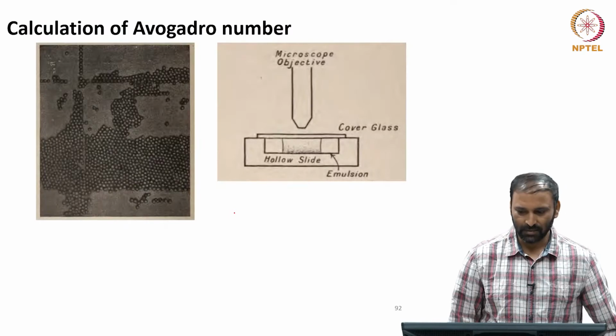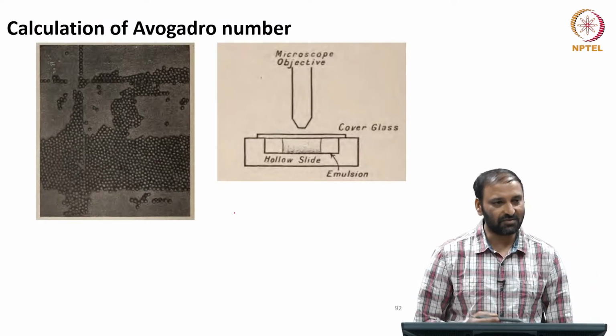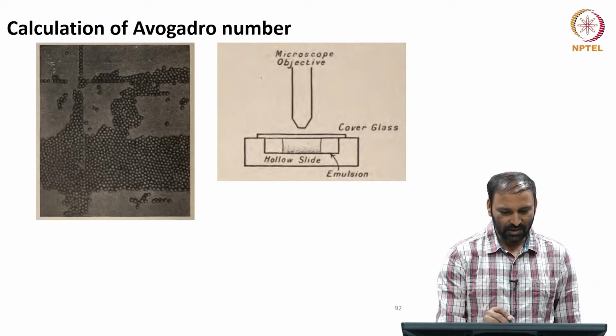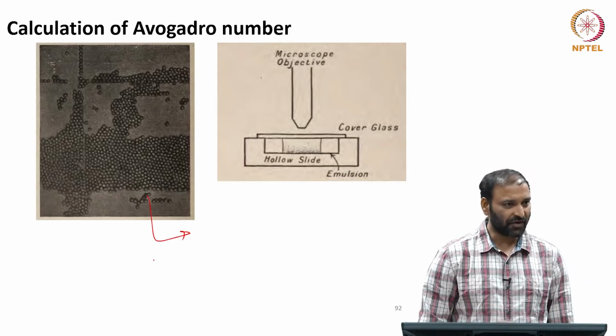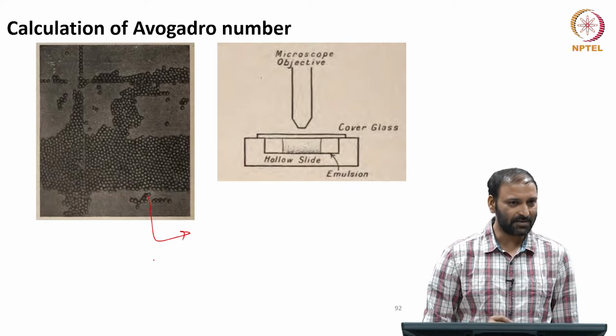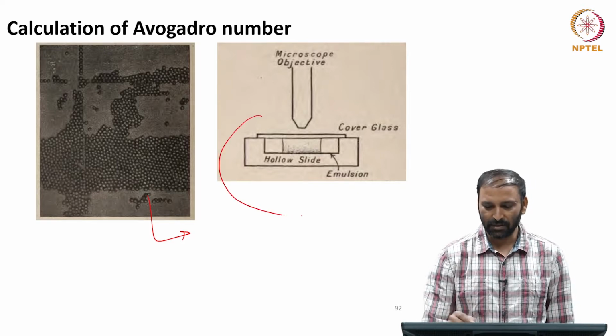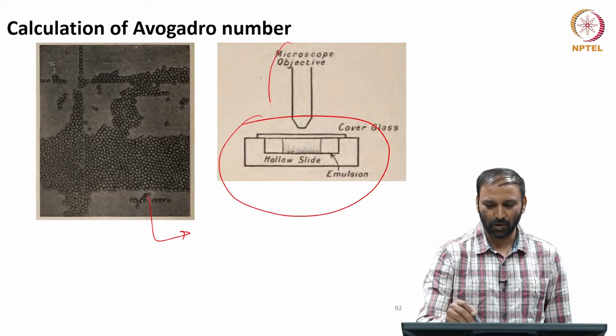So I have some pictures from his book. These are the particles that he used. They look spherical, and they look more or less of the same size. And this is an experimental setup that he used. That's a microscopy objective.